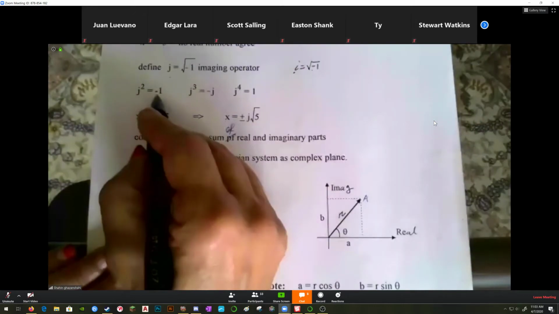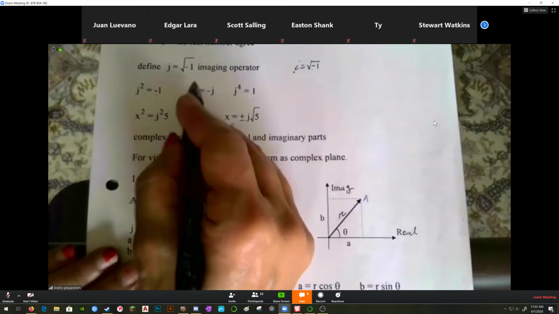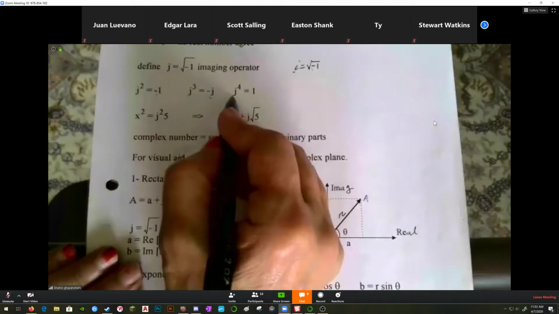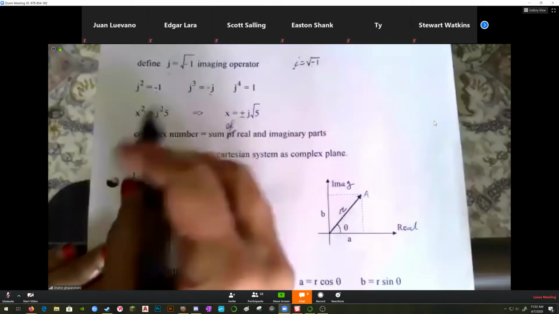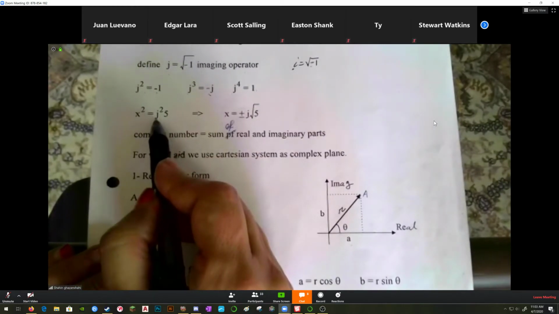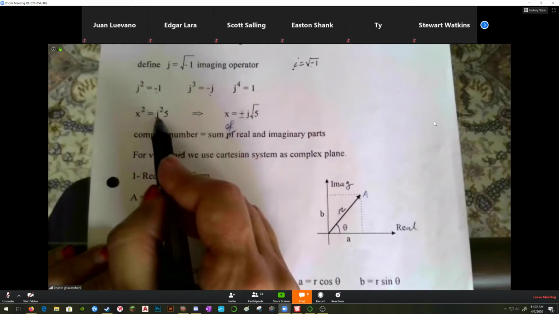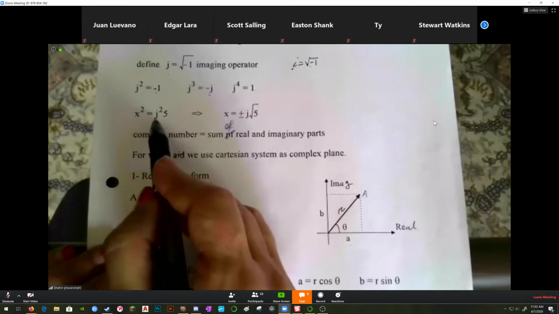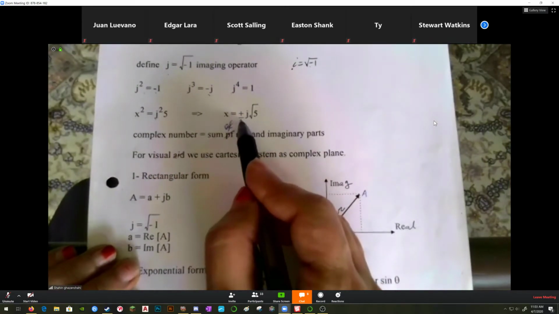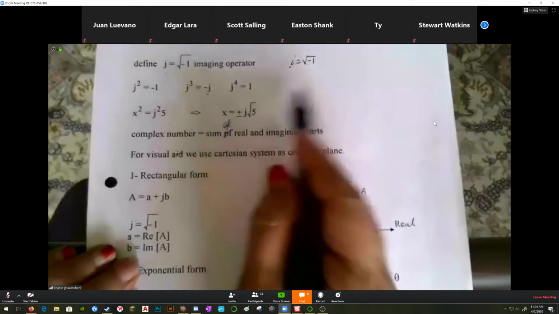Your j squared is negative 1. j to the power of 3 is going to be what? Negative j. j to the power of 4 is 1. That's the math. So instead of negative 1, I can put j squared, correct? So if I want to get x, it's going to be the square root of that, which is plus or minus j square root of 5.